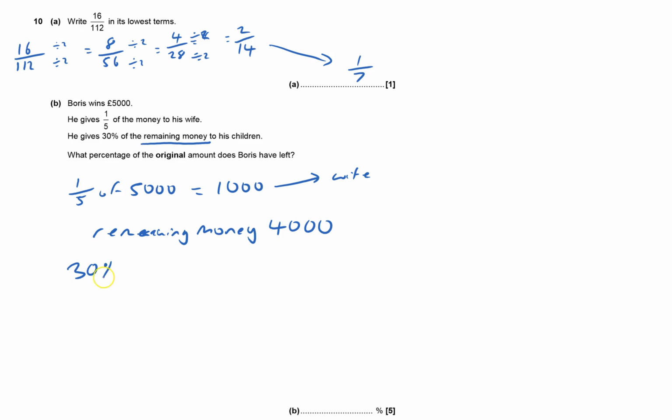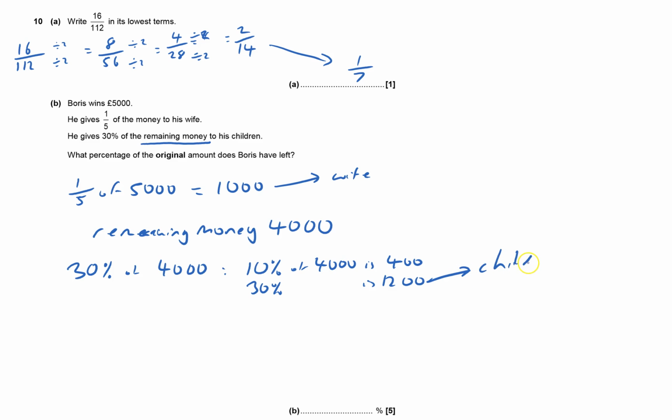So 30% of 4,000. Well, there's lots of different ways of doing this. You could find 1% and times by 30. I'll probably find out what 10% is. 10% of 4,000 is 400, and so 30% is 1,200. And don't forget you've got a calculator, so there's no reason to get any of this wrong. And that 1,200 goes towards the children.